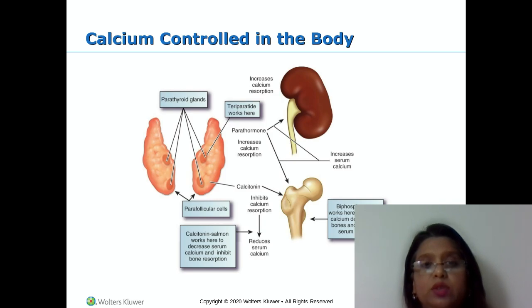Now, calcium is controlled by the body through the parathyroid. The parathyroid glands are situated as four poles like that, and they make sure they balance the calcium levels. They increase the blood calcium levels, right?